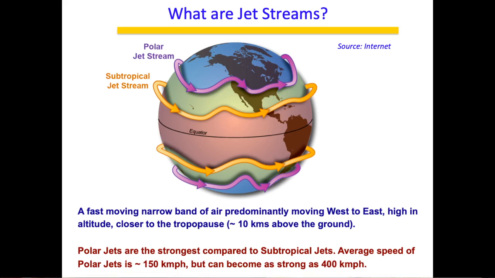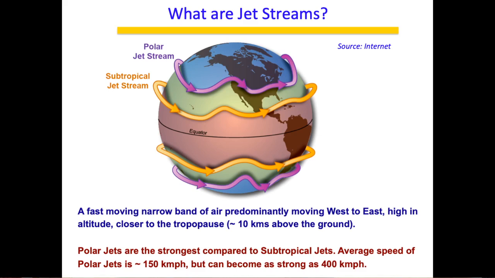Typically, jet streams are divided into two types: the polar jet stream and the subtropical jet stream. The polar jet streams are the strongest compared to the subtropical jet, wherein the average speed of the polar jet stream is around 150 kilometers per hour. That is the average speed, but sometimes they can become as strong as 400 kilometers. So it is the average, and that's the gust. Depending on the physical aspects, the polar jet stream can be as strong as 400 kilometers per hour.